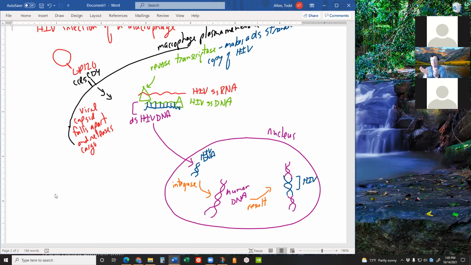So HIV has now become a physical component of our human DNA, of our human chromosomes in our human cells. HIV is now a physical part of our own DNA.